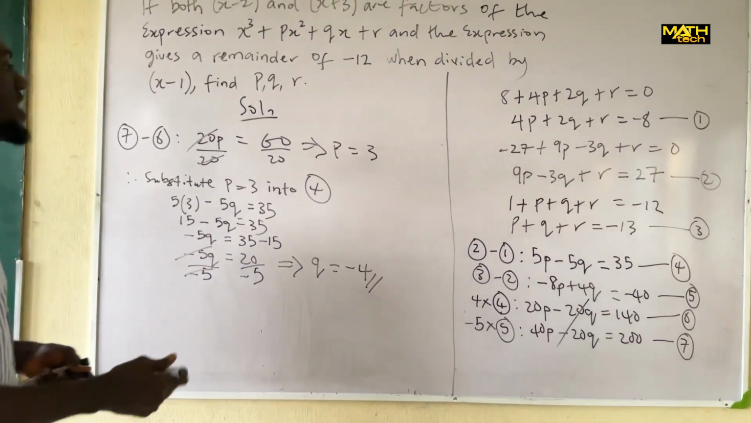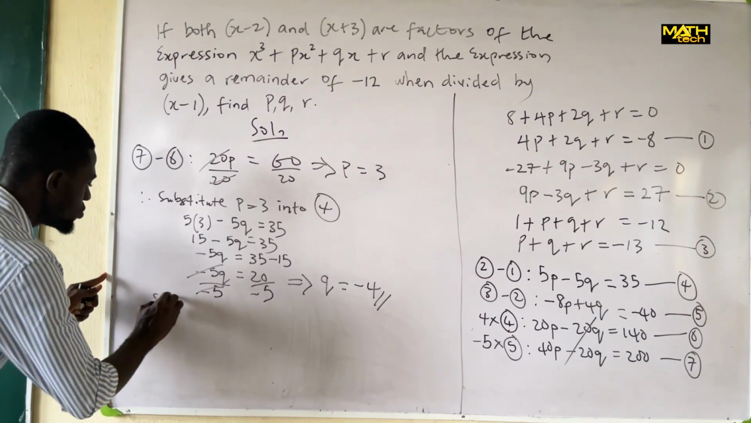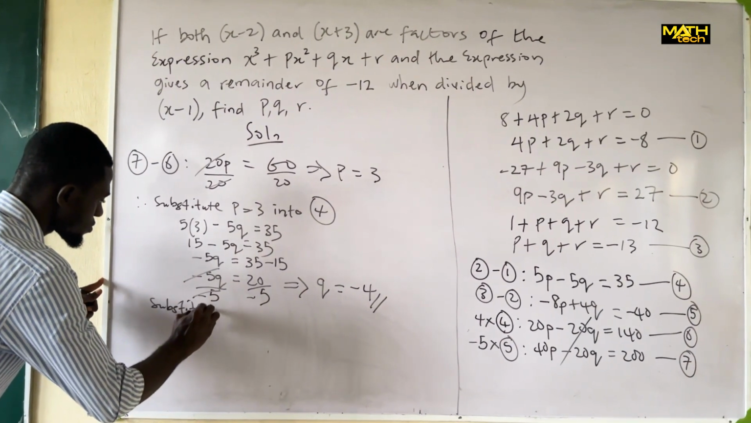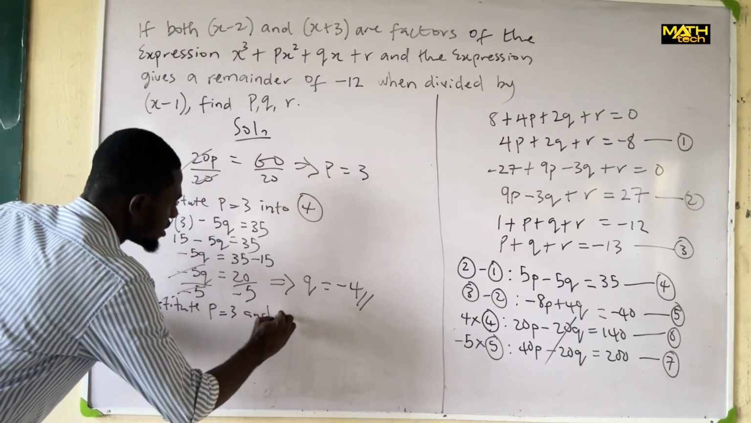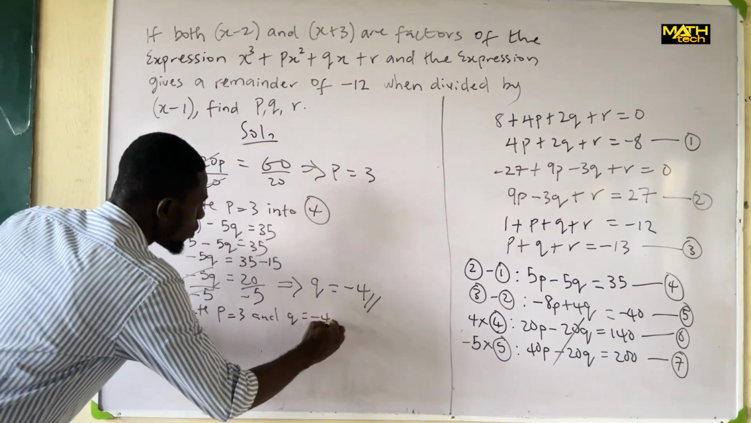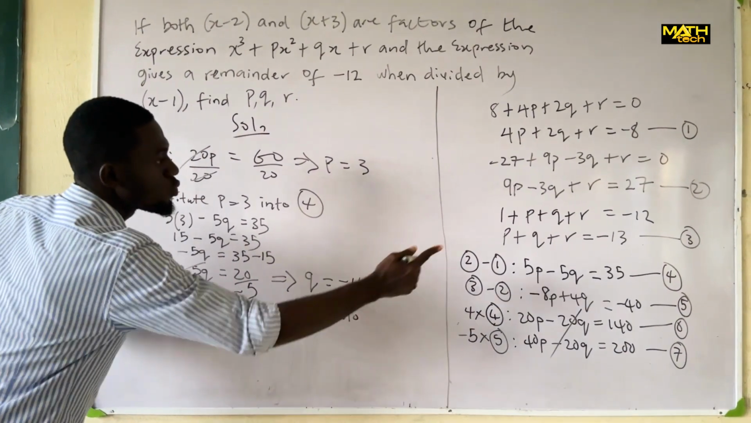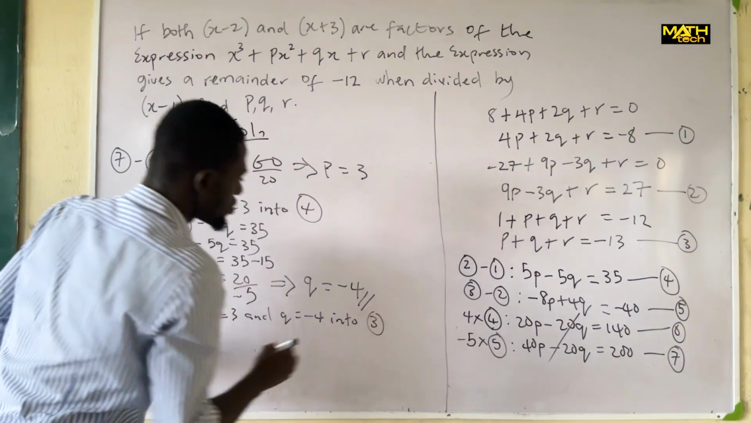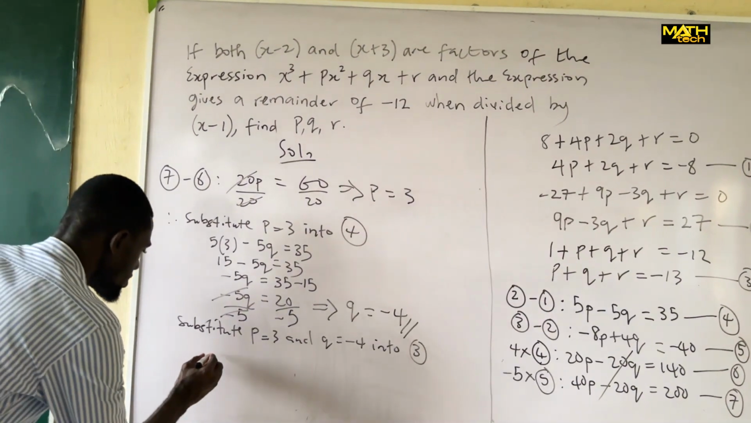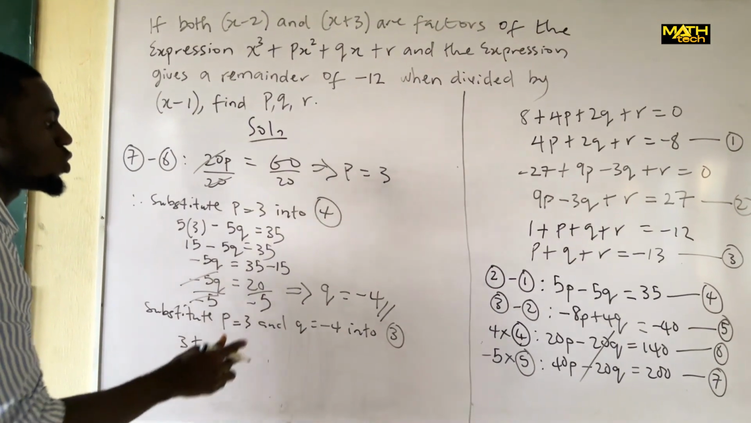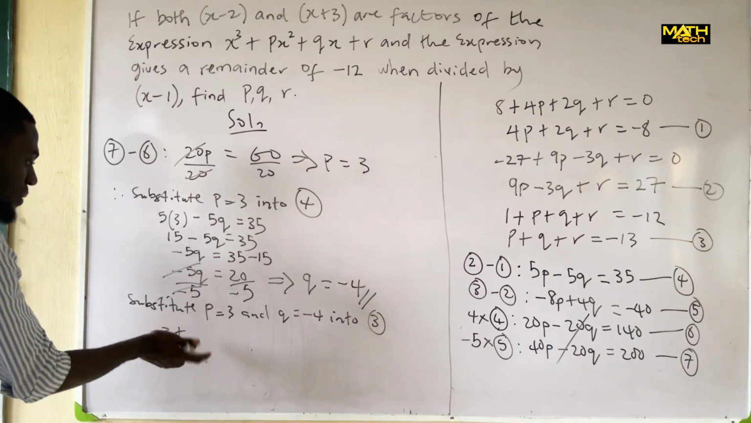R. So we can substitute p equal to 3 and q equal to minus 4 into equation 3. So we have p plus q plus r. Our p is 3, plus q. Q is what? Minus 4. But plus times minus gives you minus.